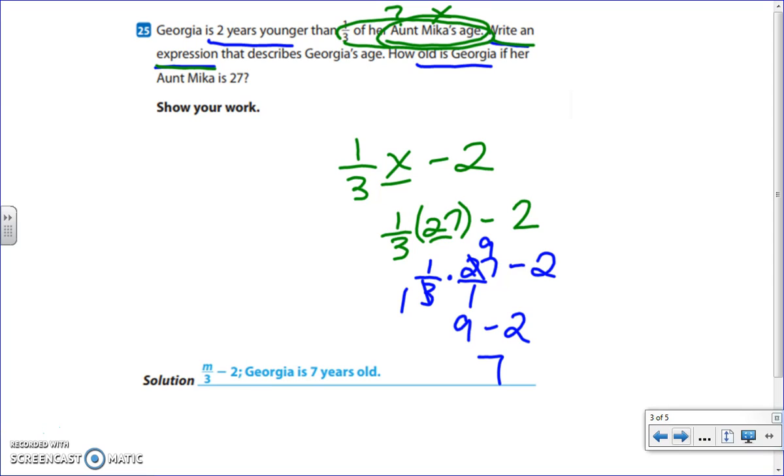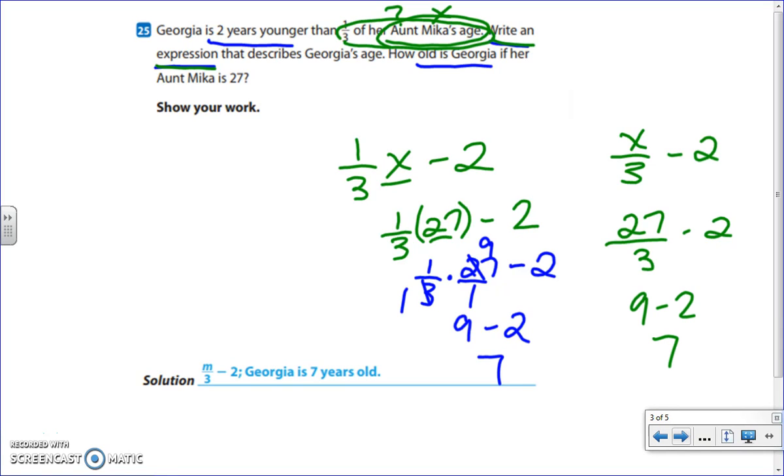Okay, so the expression that they used in the book wasn't 1/3 times the letter. It's actually m divided by 3, because I guess the rationale would be if we want 1/3 of something, we really need to divide that by 3. So that would work as well. We could have had the expression x divided by 3. That would represent 1/3 of her age minus 2. And then it would maybe be a little more aesthetically pleasing to have 27/3 minus 2, or 9 minus 2, which would give us the solution of 7 as well. Georgia is 7 years old.